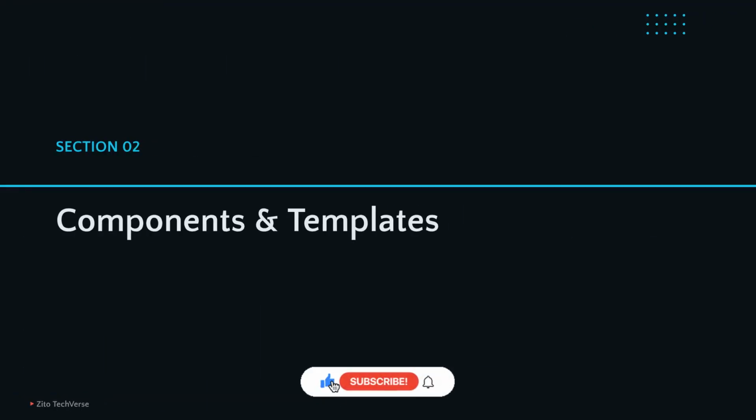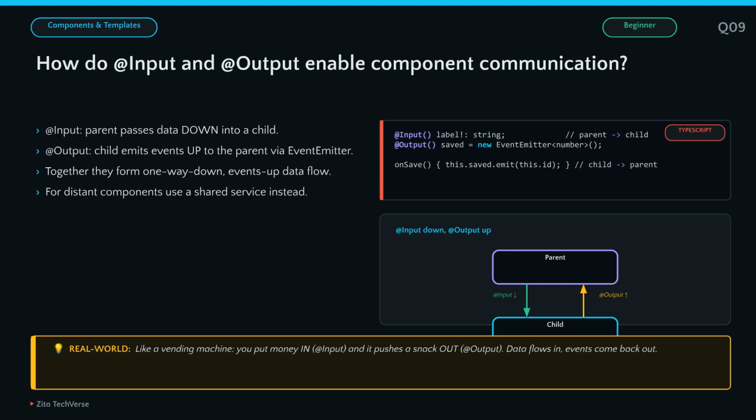Section 2. Components and templates. Question 9. How do input and output enable communication? Inputs pass data from parent to child, and outputs emit events from child to parent. It's like a vending machine. You put money in, and it gives you a snack out.